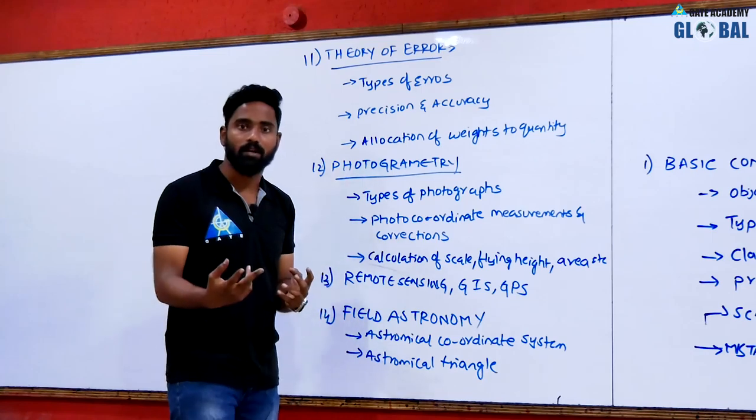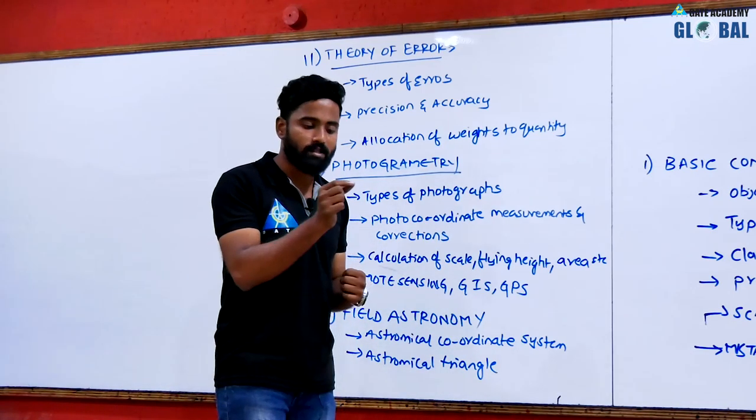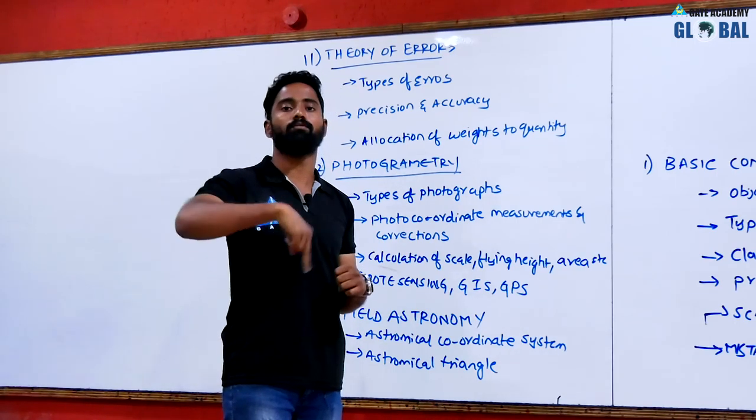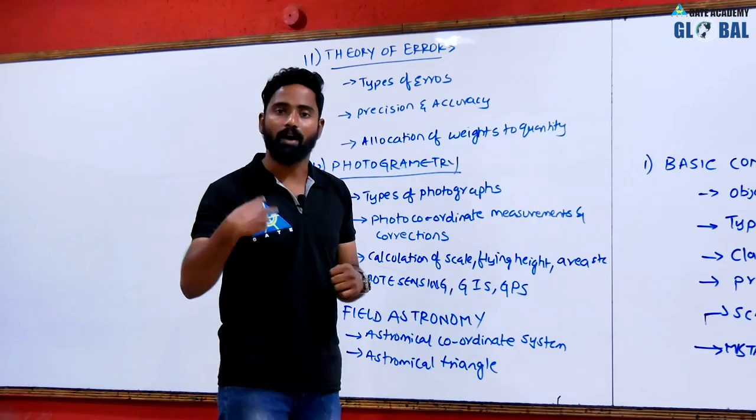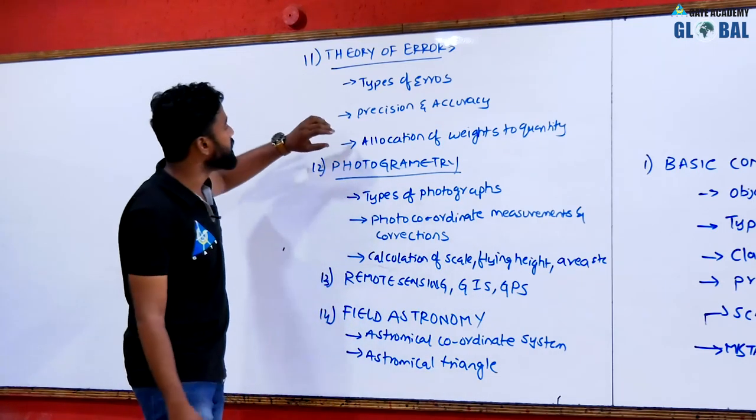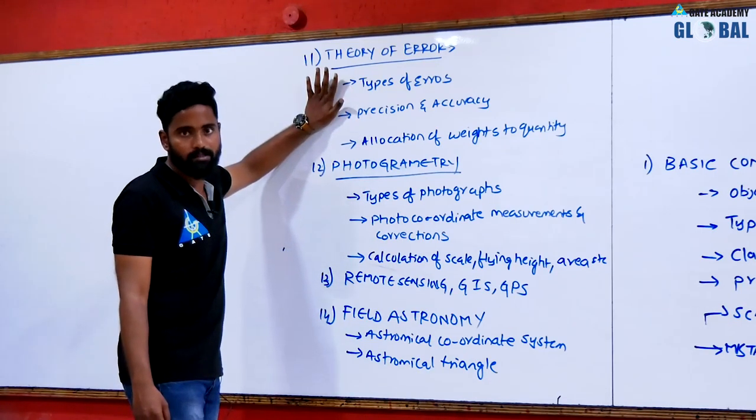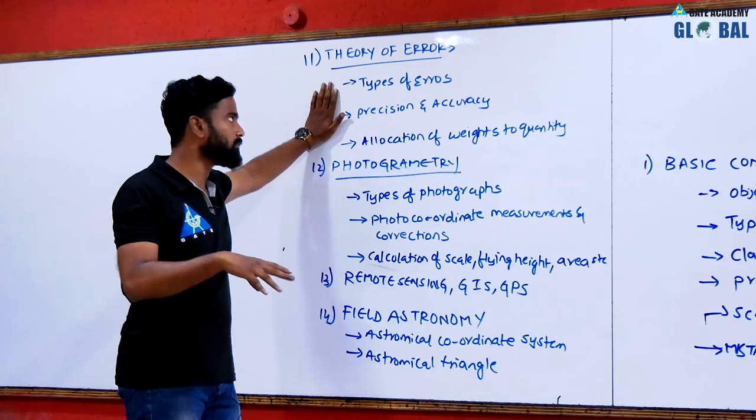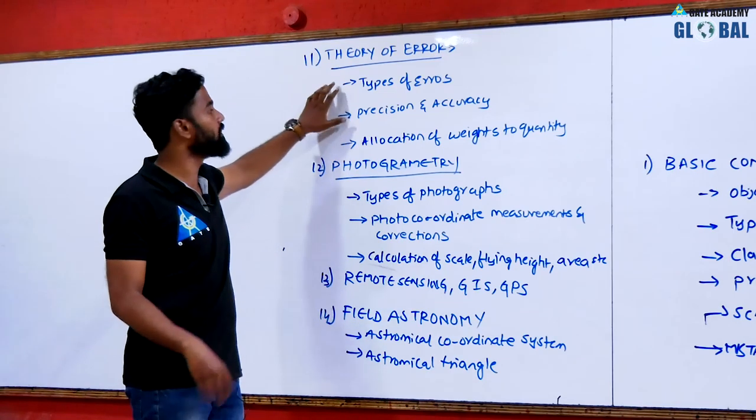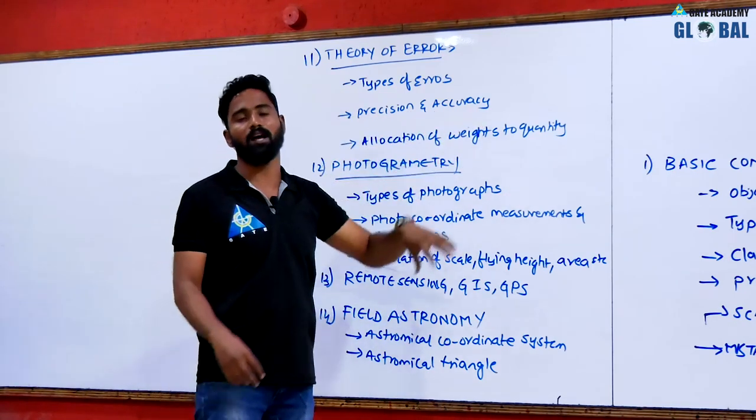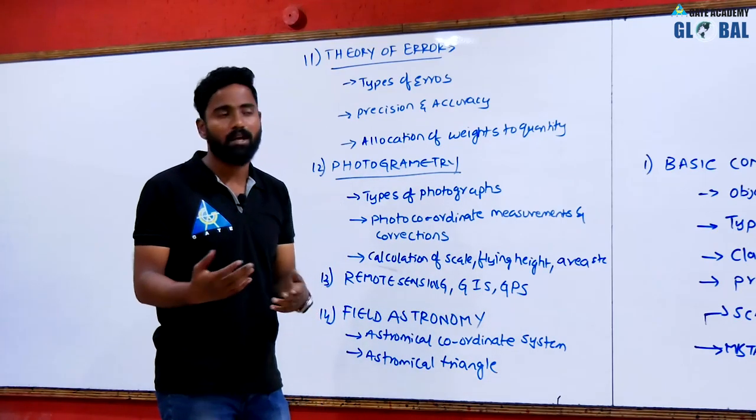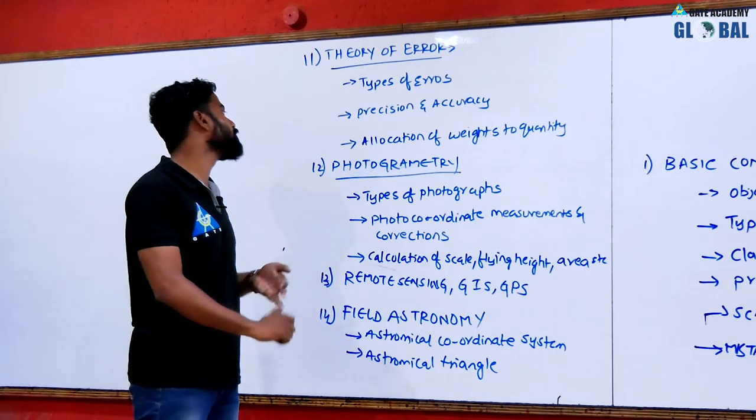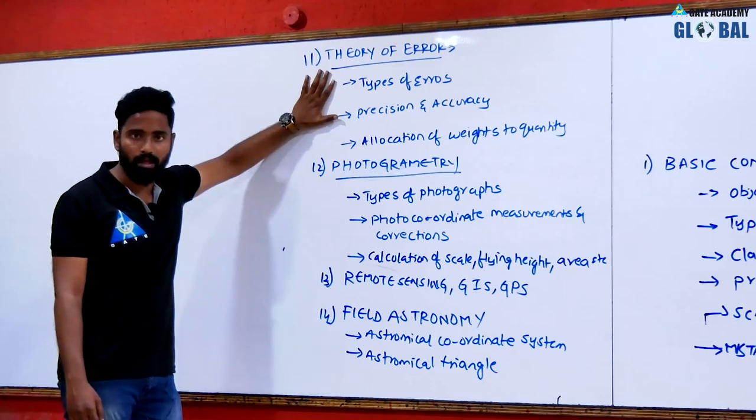And if you add two quantities, and there is error in both quantities, what is the error in the added quantity? If you are multiplying, dividing or subtracting, what is the final error in the quantity? All those things will be discussed in theory of errors. This is also asked as 2 marks questions, and in engineering services they will ask 10 to 15 marks questions. In the allocation of weights, they will ask you to calculate the standard deviation, the most probable value, and the mean values. All those things will be seen in theory of errors.